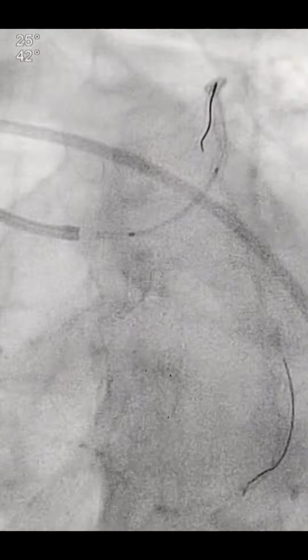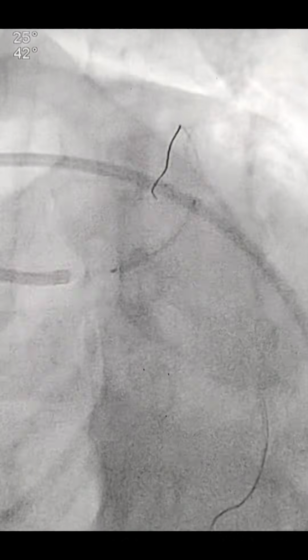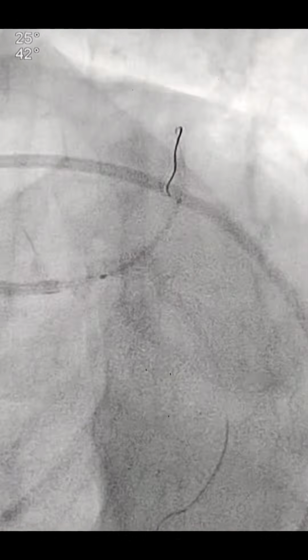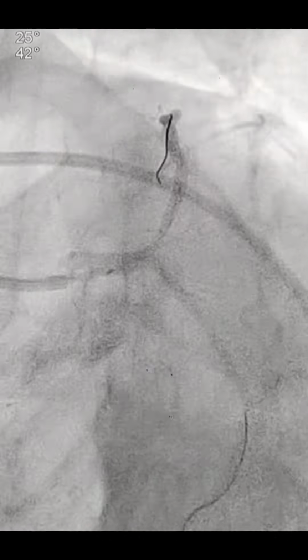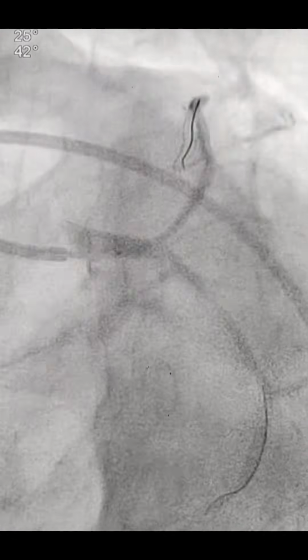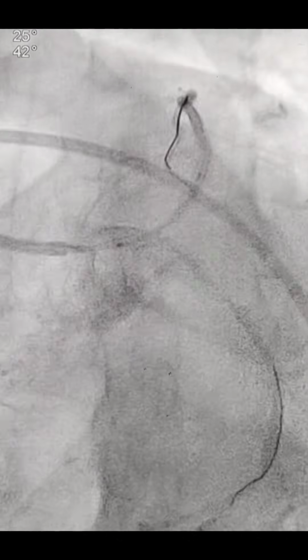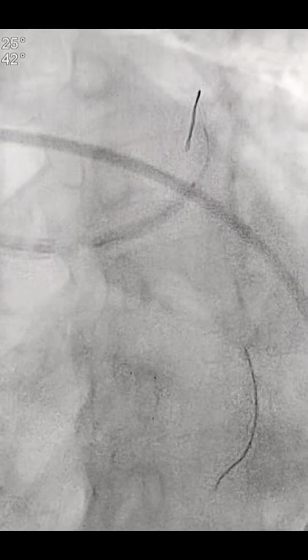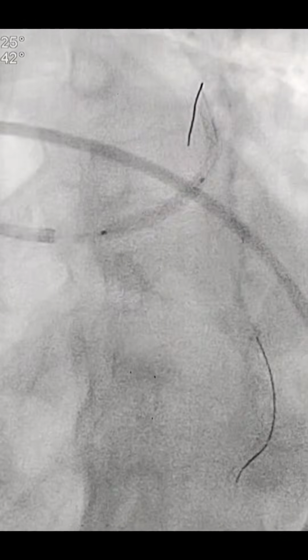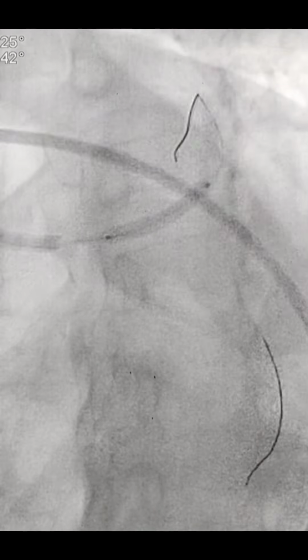So we checked in all the views. This is the caudal view again, cranio-caudal, and caudal. These are the two views in which we can check this while putting in the LM stent. And then finally we deployed the stent at 12 atmospheric pressure. This was the 3 into 20 mm stent.